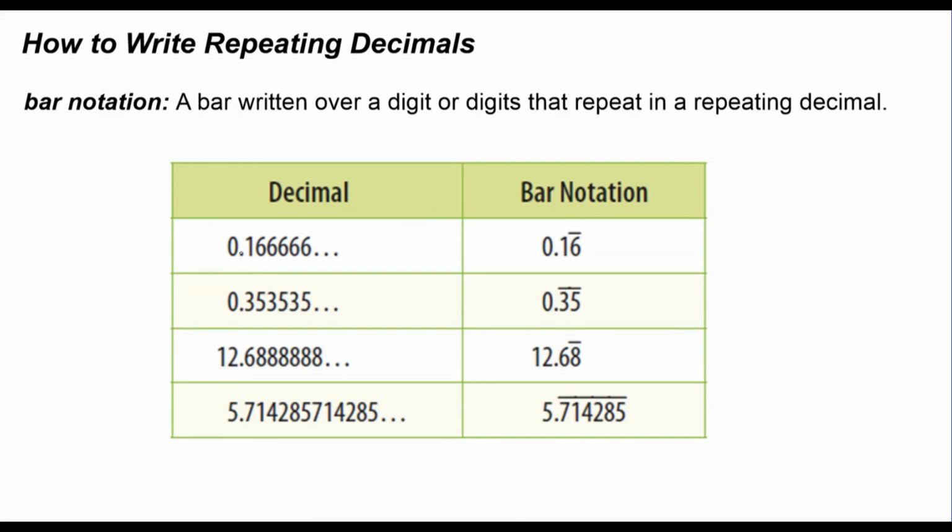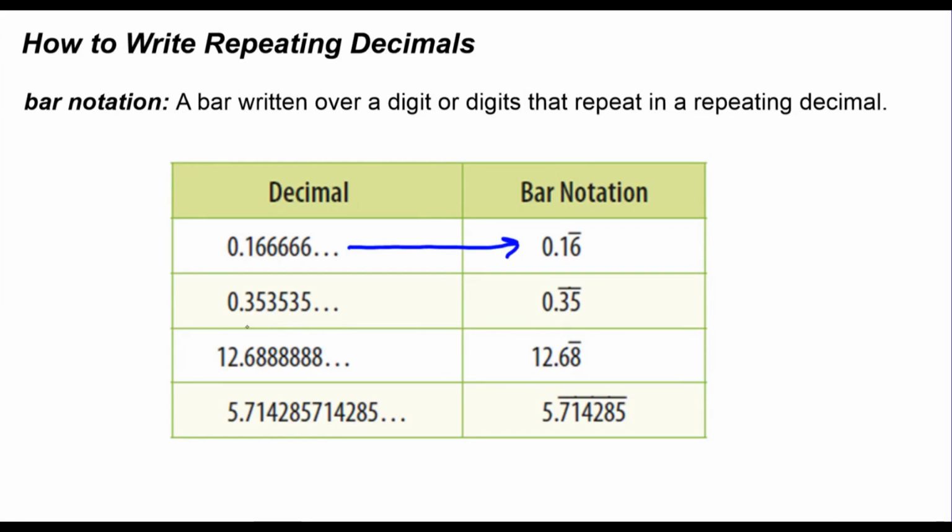Here we have 0.16666, and those sixes just keep repeating. So you can see that we use bar notation here to write 0.16, and the bar is just over the 6. Notice it is not over the 1 and the 6. That would mean something different. So we just put the bar over the digit that repeats, and that's bar notation.